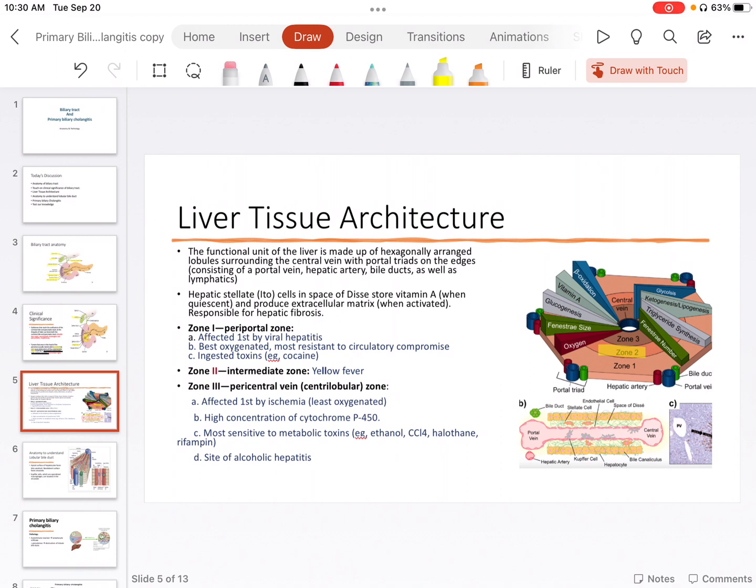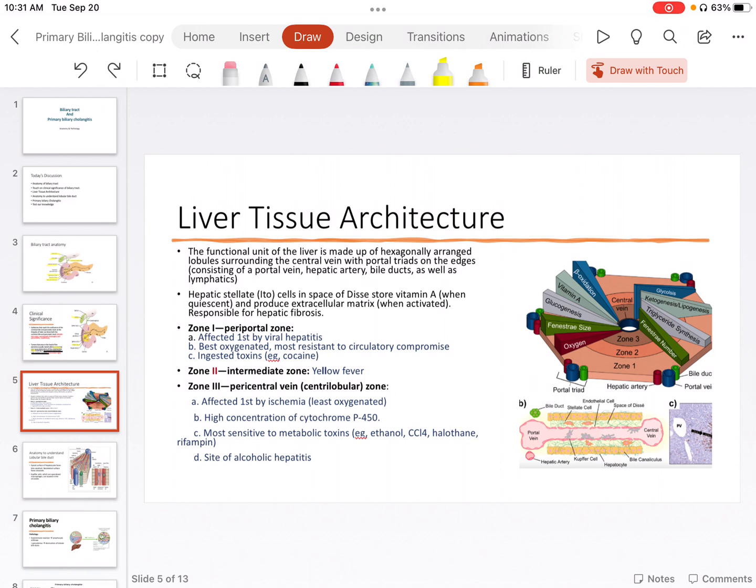Zone 3 is the pericentral vein, centrilobular zone, as you can see here. It is affected first by ischemia. So it is the least oxygenated area, and there could be a high concentration of cytochrome P450, which can impact zone 3. It is most sensitive to metabolic toxins, for example ethanol, CCl4, halothane and rifampin.